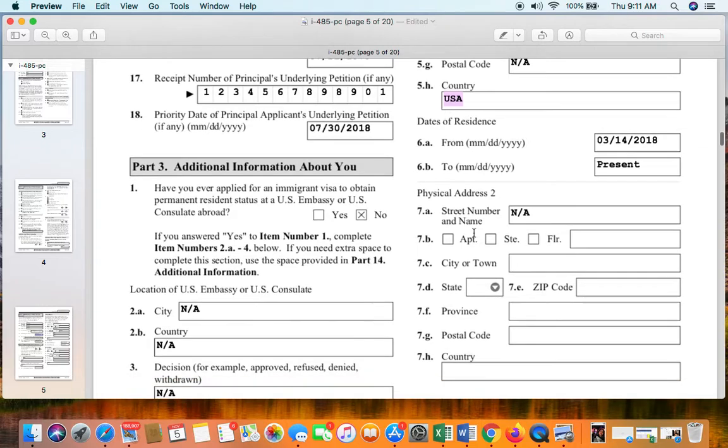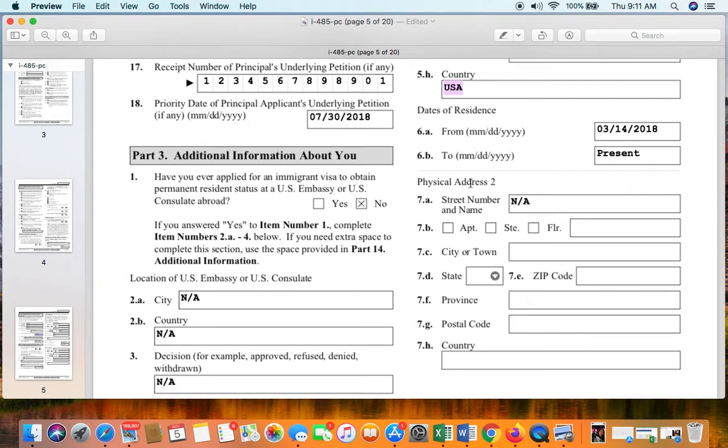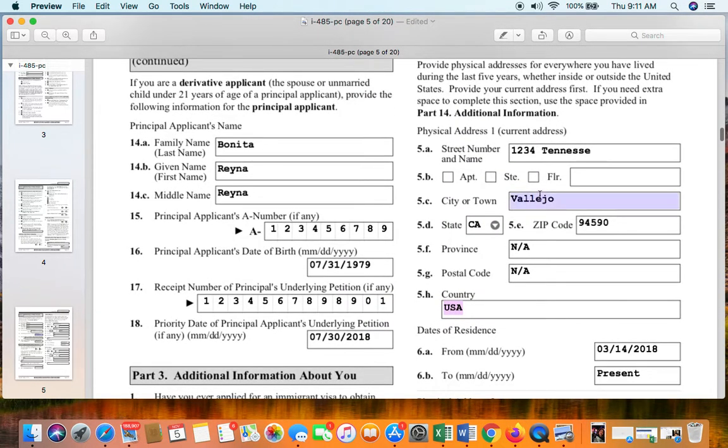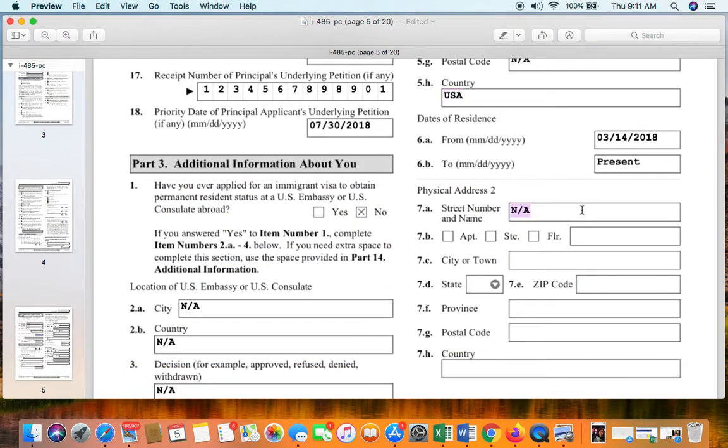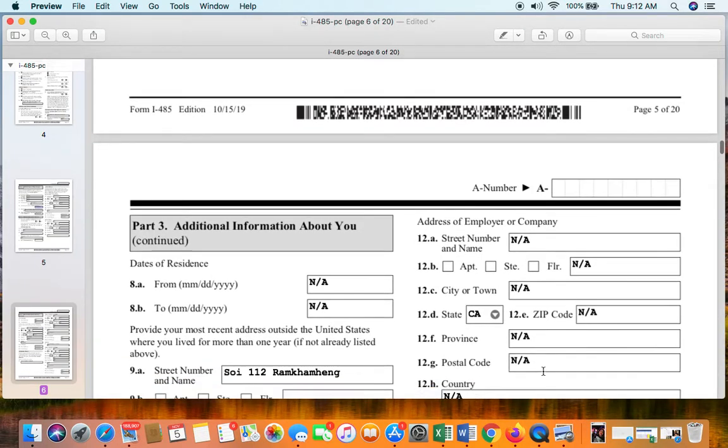Physical address number two. If you lived at any other address, like your previous address, you can put it right here. But for me, I don't live anywhere else, so I'm just going to put NA on it. I don't want to confuse my filing, because I never lived at any other address.